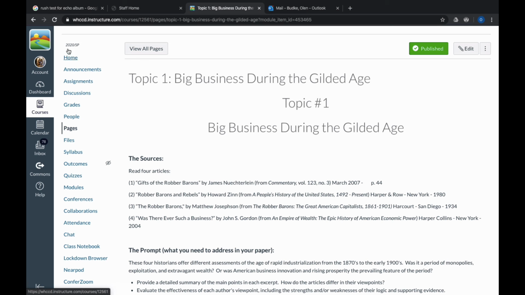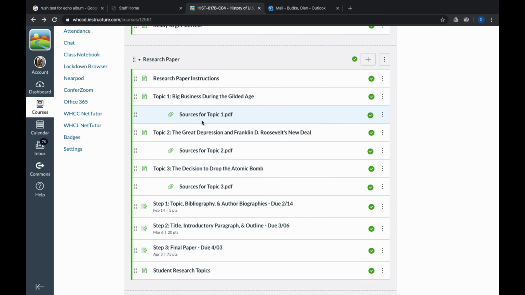Step 1 is actually the easiest step, which is why it's worth 5 points, and the others are worth 20 and 75 points. Step 1 is going to be choosing your topic. So let's say I choose topic number 1. That's the first thing I need to submit in this assignment: my topic choice, topic number 1.